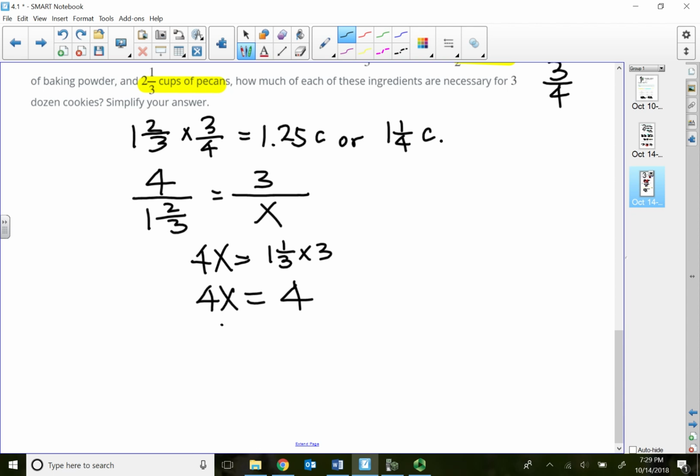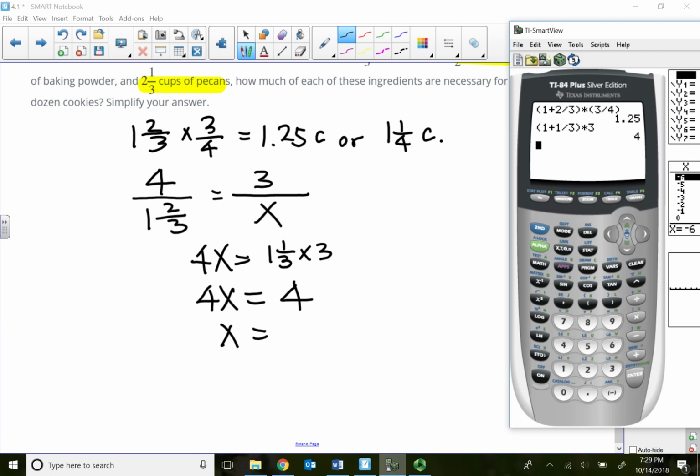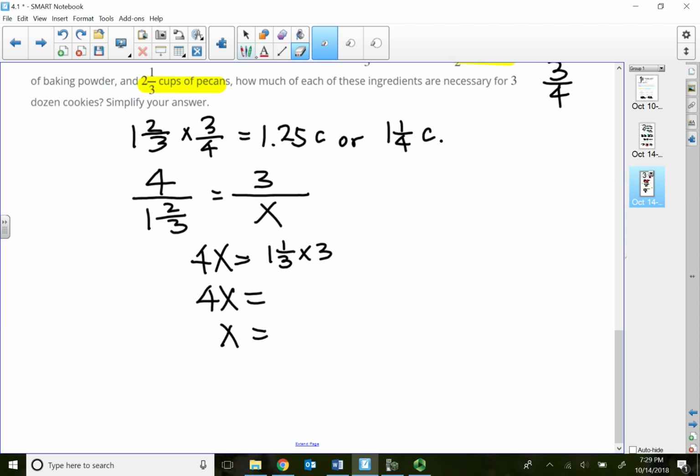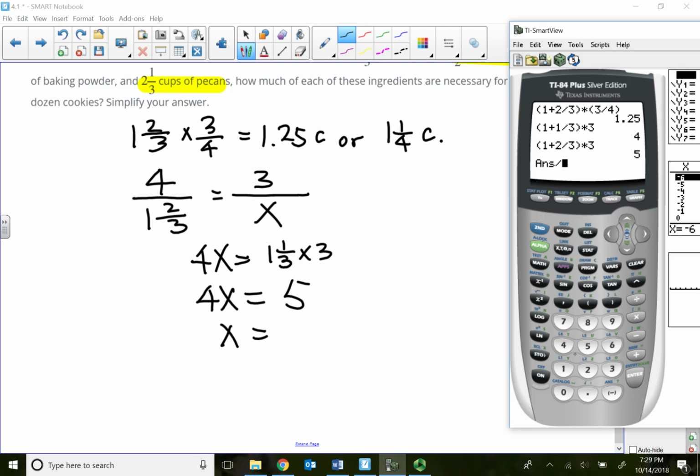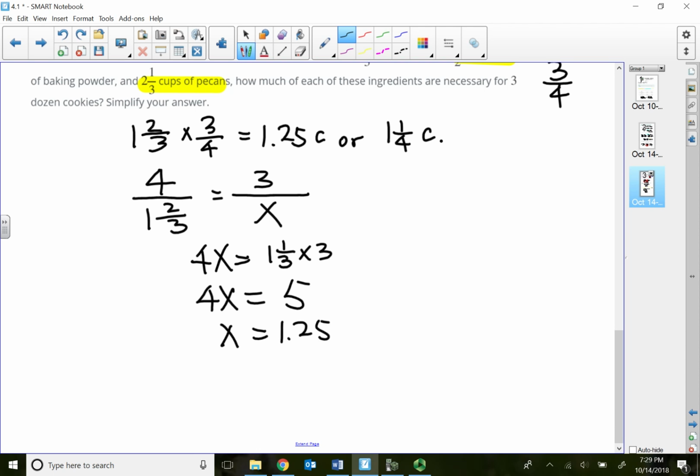All right, divide both sides by 4. Let me make sure I'm typing it right. 1 and 2/3. Oh Lord, I'm typing it wrong. No wonder. 1 plus 2 divided by 3, times 3. Right, 1 and 2/3 times 3. I just entered 1/3 instead of 2/3. All right, that's 5. Divide both sides by 4. 5 divided by 4 is 1.25 again, or 1 1/4 cups.